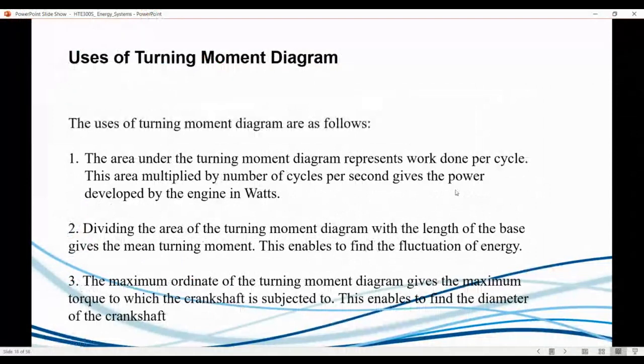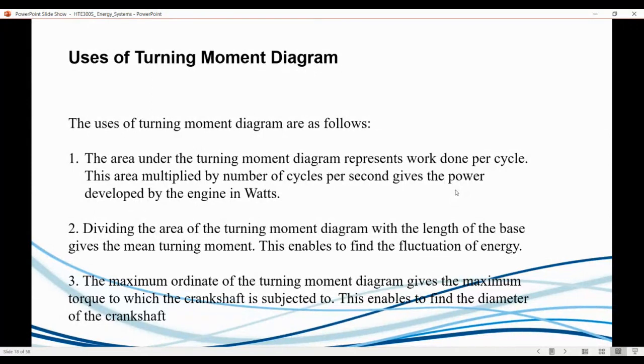So the area under the turning moment diagram represents the work done per cycle, so that's really important. And the area by the number of cycles per second gives us the power developed by the engine. So it's the work done per cycle, and obviously times the revolutions you get power. So we're going to be working out work done per cycle in the start, just to get a feel. Let's say dividing the area of the turning moment diagram by the length of the base gives you the mean turning moment, right? Which enables us to find the fluctuation of energy, which we'll talk about.